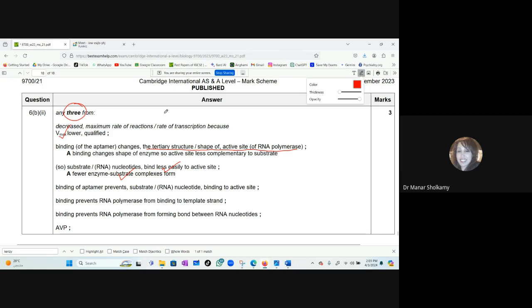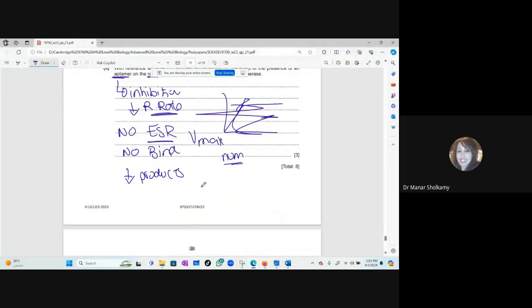Binding of the aptamer will prevent the substrate or the nucleotide from binding to the active site. We did not mention the active site. Binding prevents the RNA polymerase from binding to the template strand. Binding prevents the RNA polymerase from forming the, you said this, Mariam, didn't you? You said it will not make the sugar phosphate backbone. Yes? So we will take the 3 out of the 3. Any valid point. We said other things. We said no collisions. We said no enzyme substrate complex. We said slower reaction. We said slower initial rate. We said slower or less products produced. So we will definitely take the 3 out of the 3.